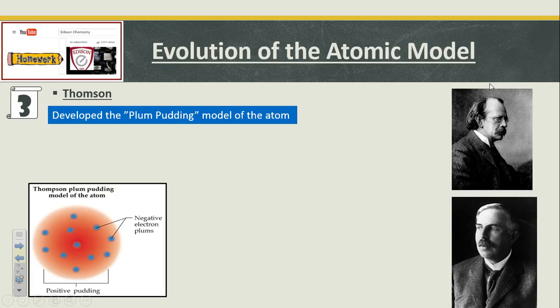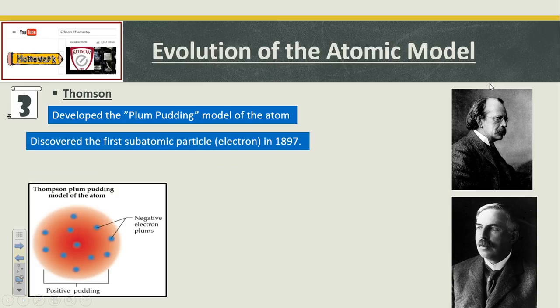There's plum pudding. Well, he said that the electrons have a negative charge. He discovered this. And the rest of the atom has to be like this positive goo that holds the electrons there, kind of like chocolate chips in a chocolate chip cookie. If you think of the chocolate chips as the electrons, the rest of the cookie is the positive charge holding them together. Well, that came after he discovered that first subatomic particle, which was the electron.